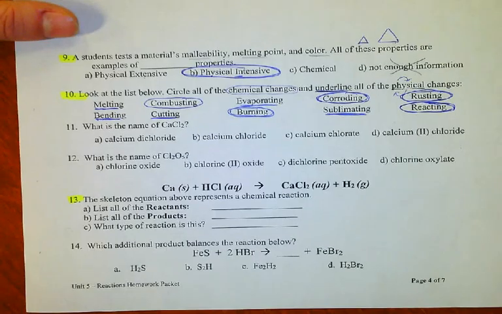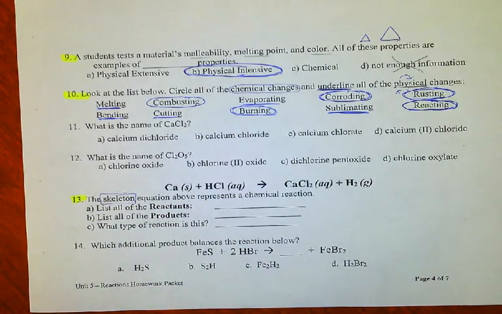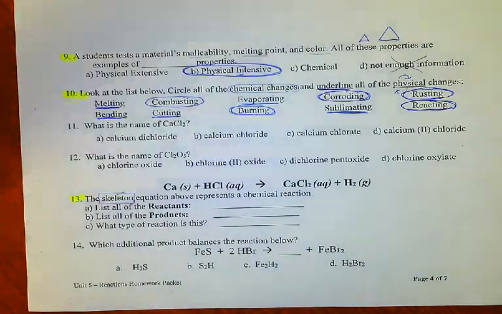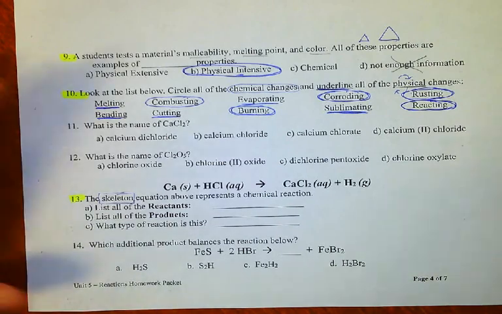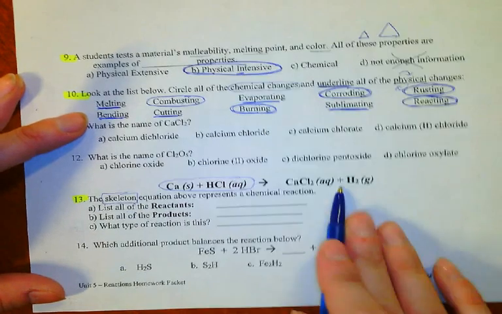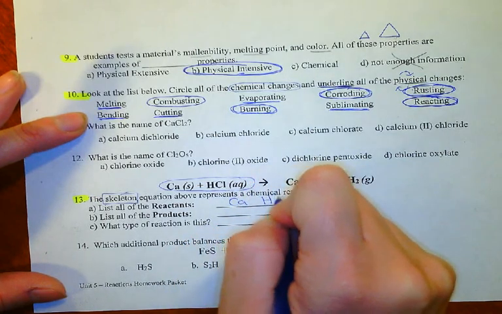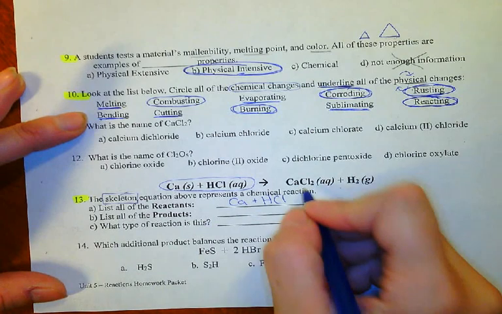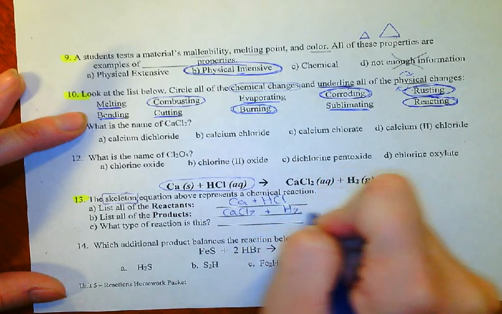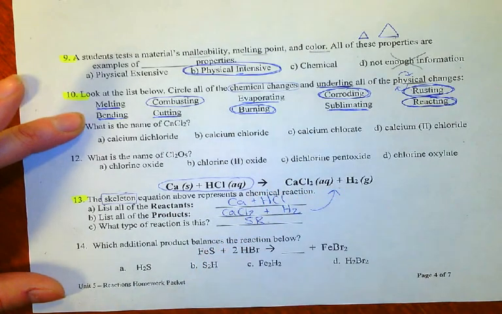Okay, last thing, skeleton equation. I wanted to point out this word, number 13. Okay, skeleton equation means it's not balanced. And I know it's not balanced, and that's okay. So I've got 1 chlorine here, 2 chlorines there. It's not balanced, that's fine. So all they're asking is, what are the reactants? That's my front half. The beginning of the reaction are the reactants. The end product are the products. So I would say calcium and hydrochloric acid, HCl. Products would be calcium chloride, CaCl2, and hydrogen gas, H2. Okay, the end product. And what type of reaction is that? That looks like a single replacement reaction.